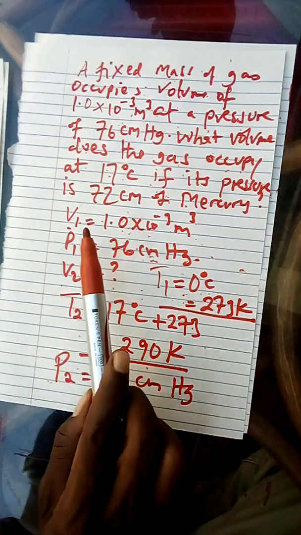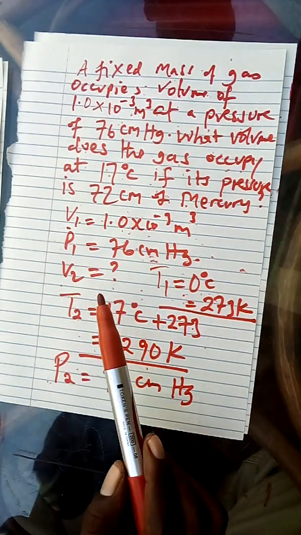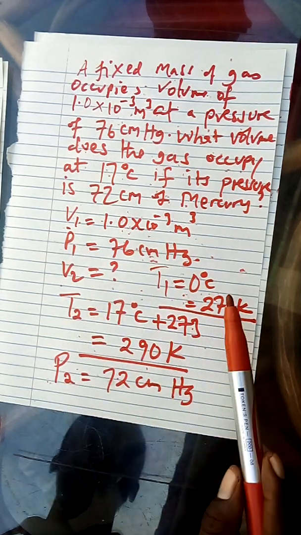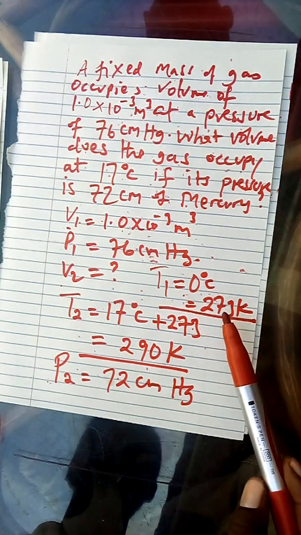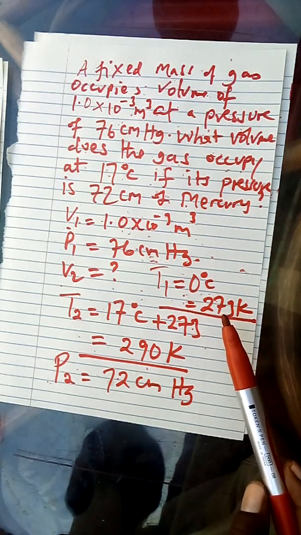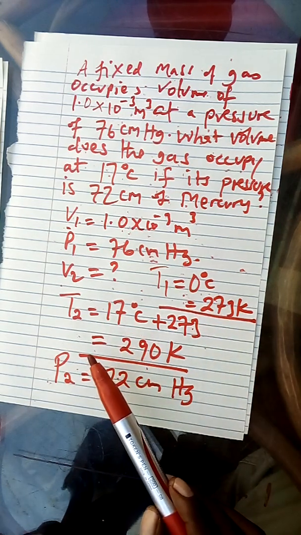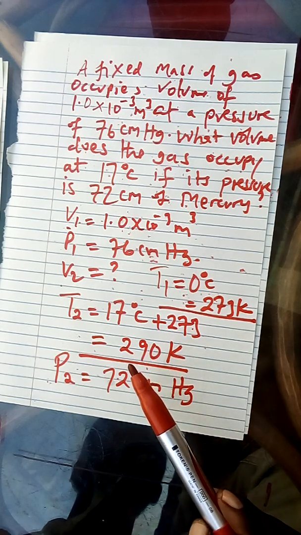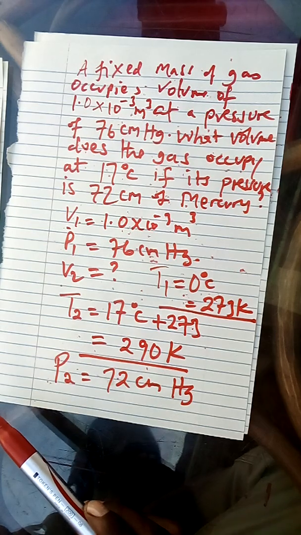We have the first factor, the second factor, and the third factor. That means volume is there, pressure is there, and temperature is there. Before, the temperature was 273 Kelvin, that is 0 degrees Celsius. And then after the temperature was increased to 17 degrees Celsius, when you add 273 you get 290. And then the pressure was changed to 72 centimeter of mercury.